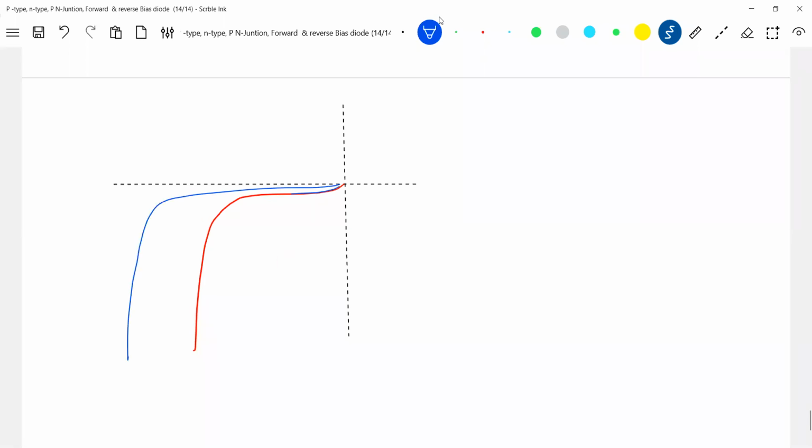There's a graph, we can take it. Only red color should be there. This is the Zener breakdown.